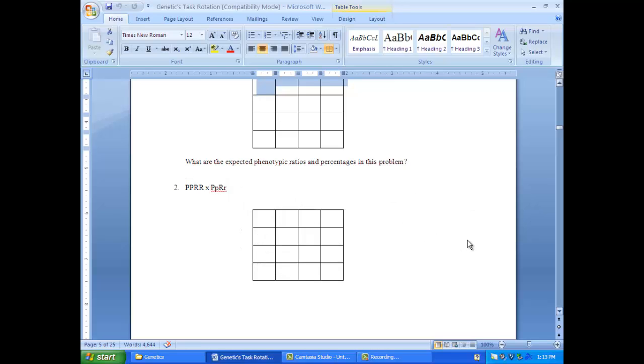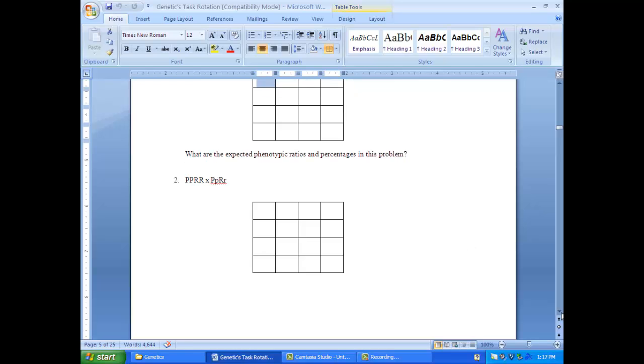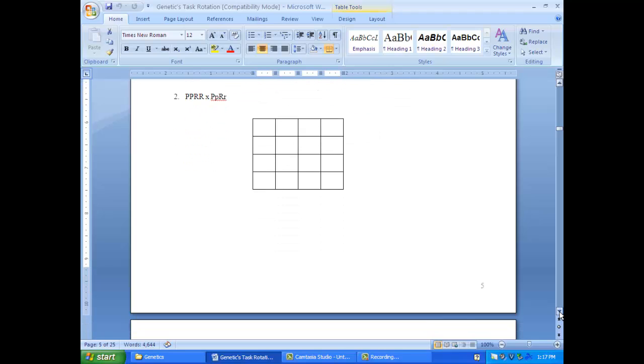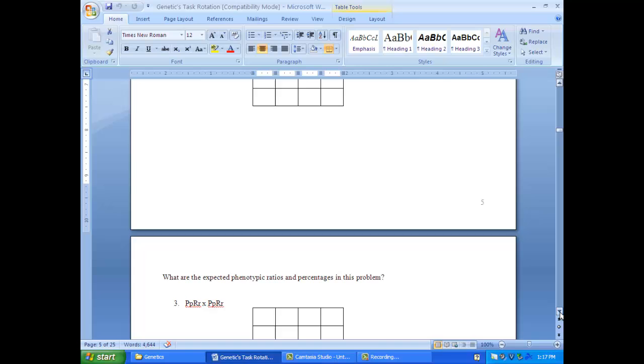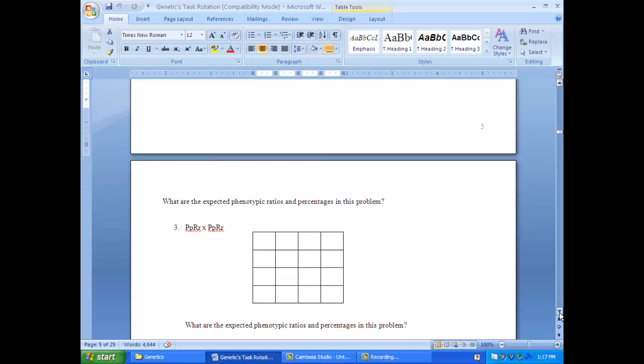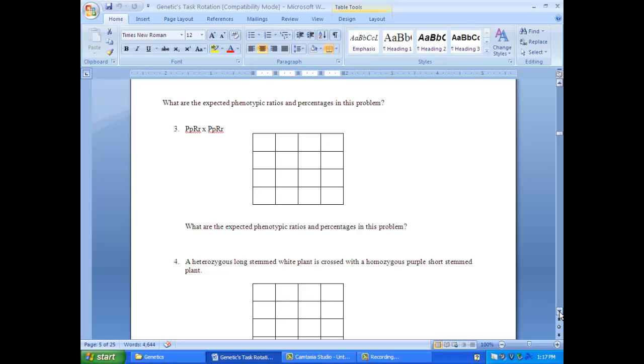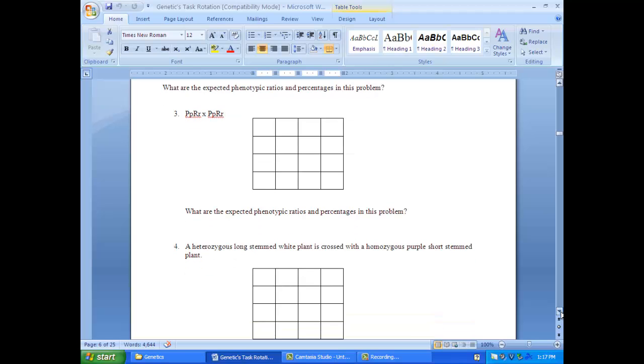All right, let's move on here. This is still going quite slow. I'm going to skip over number 3 here just because it's the same basic setup. You have to do FOIL for both of these, get the gamete combinations on the top and on the side, and combine them. As I went around, a lot of people had questions with number 4, so let's look at number 4.